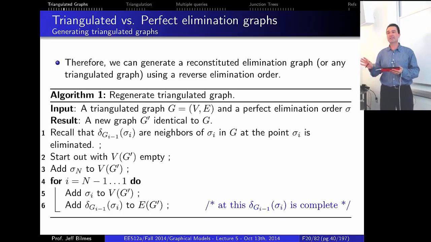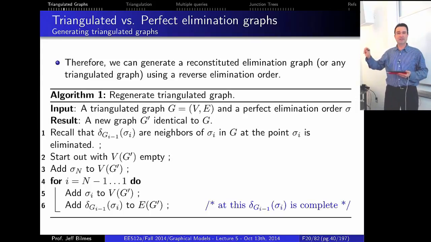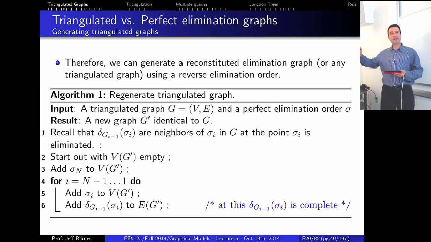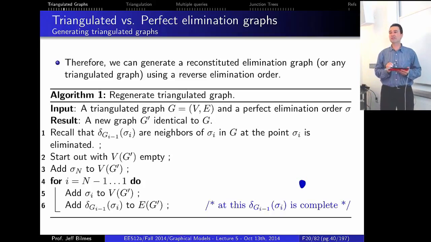So what this says is that if we run any elimination order on any graph, we know that the reconstituted graph is triangulated. But we can regenerate that triangulated graph by using the elimination order in reverse. And the way we do this is the following. So I'm just going to draw a picture that explains this algorithm. We go backwards. We start at n. We start with an empty graph. And then we start by putting down the last node, the last node to be eliminated.